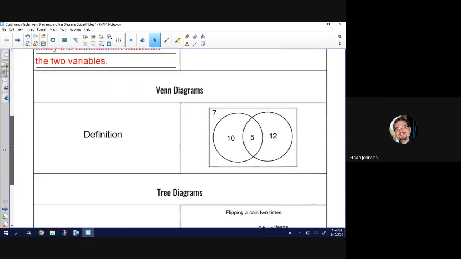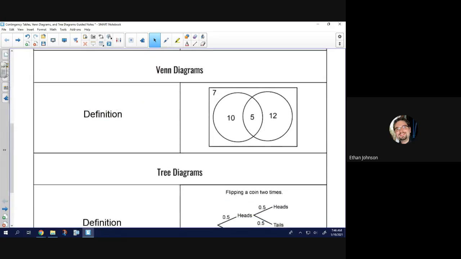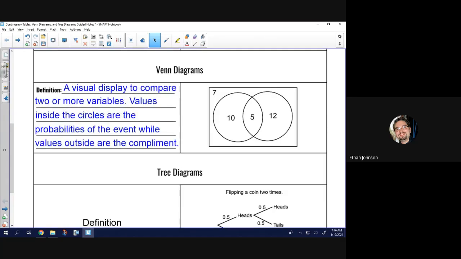The second type, as I have mentioned before, is a Venn diagram. It is a visual display to compare two or more variables. Note, for the contingency table, sometimes called a two-way table, there are only two variables, whereas a Venn diagram is two or more. Values inside the circles are the probabilities of the event, while outside the circle are the complement.